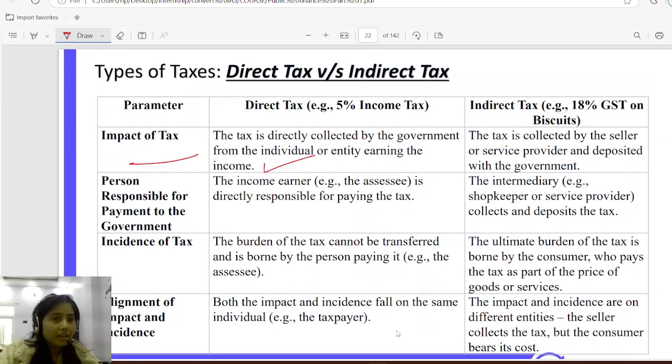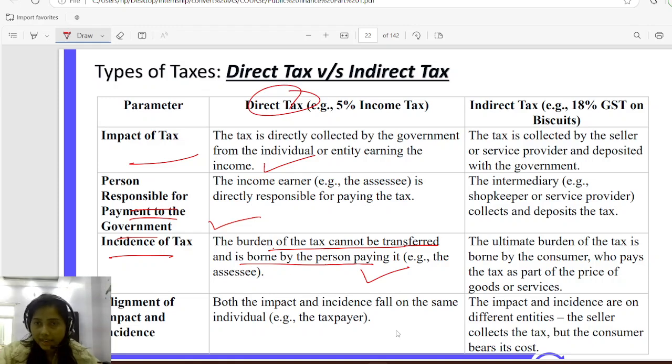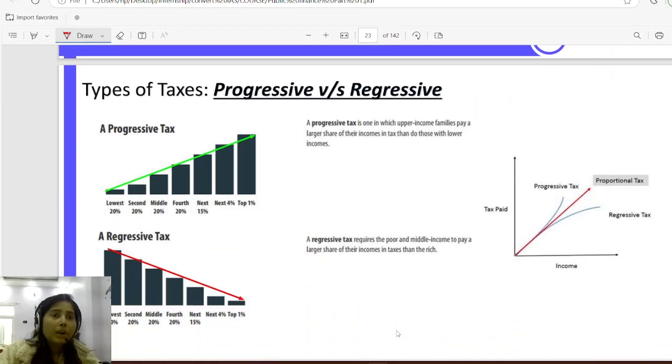Impact of tax, same thing. Person responsible for payment to the government, same thing. Incidence: the burden of tax cannot be transferred, it is borne by the person paying it, that is called direct tax. The ultimate burden of the tax is borne by the consumer: indirect tax. Same thing I have already explained. Okay, types of tax: progressive and regressive.